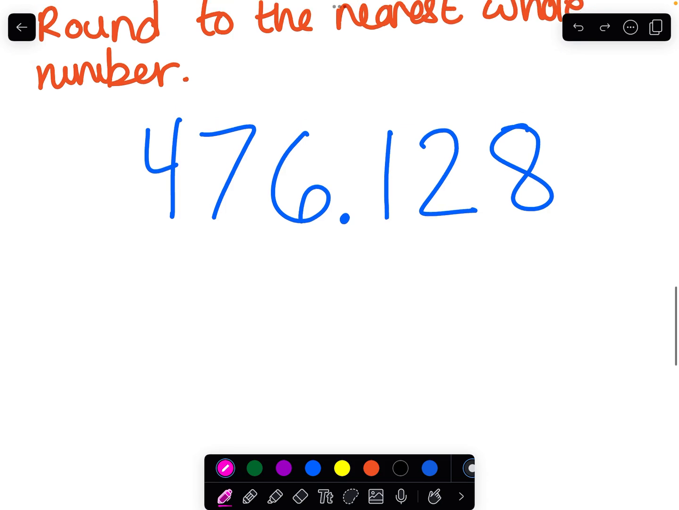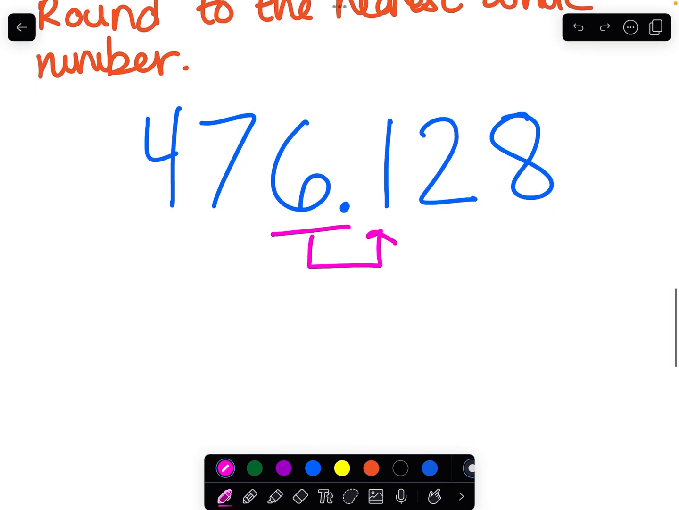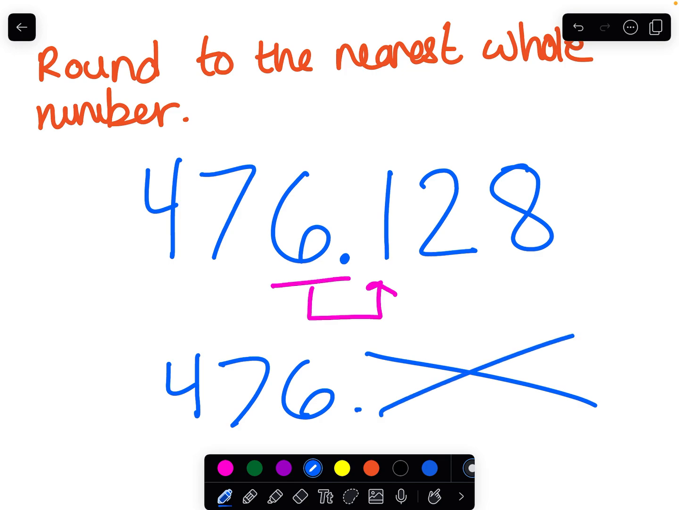And so we follow the exact same rules. We just go next door. It looks like there's a 1 in the digit next door, so we don't change the 6, and instead when we're rounding it to the nearest whole number, we just keep it the same, but then we just drop the decimal and everything to the right of it. So 476.128 rounded to the nearest whole number is just 476.